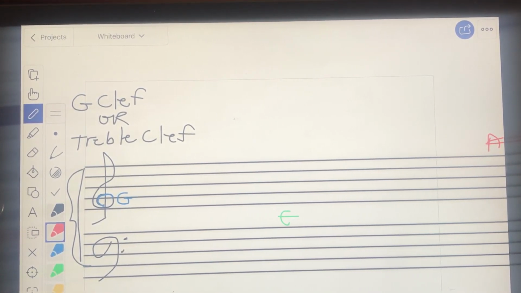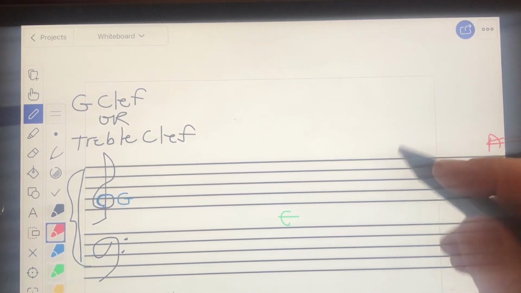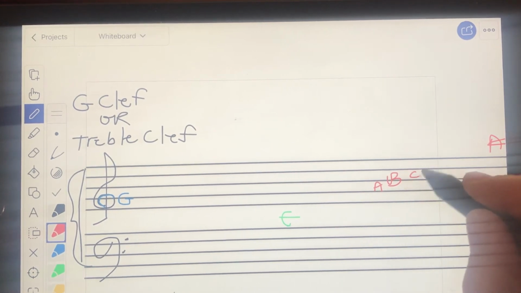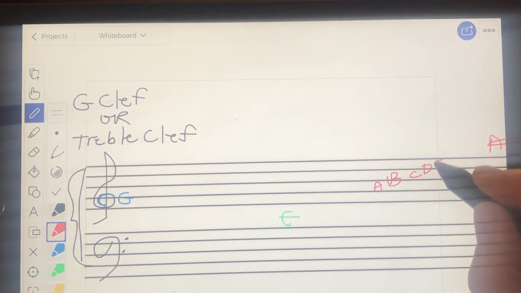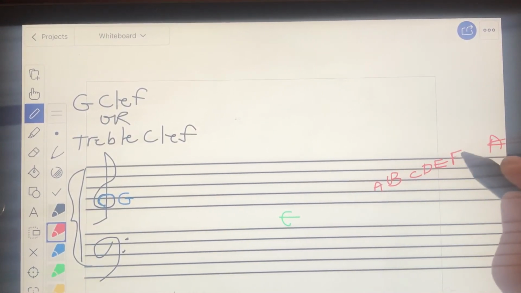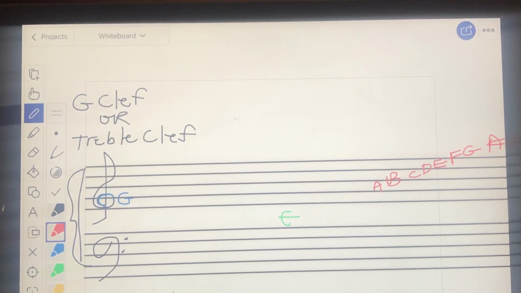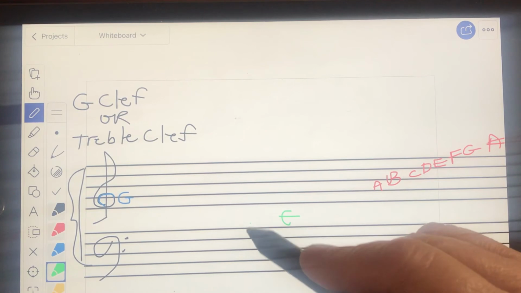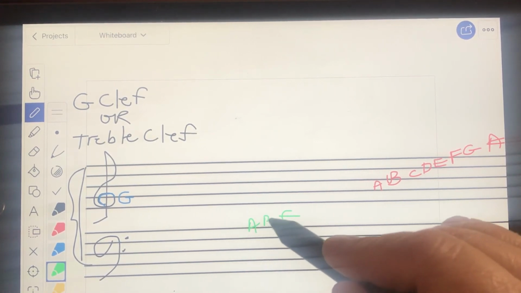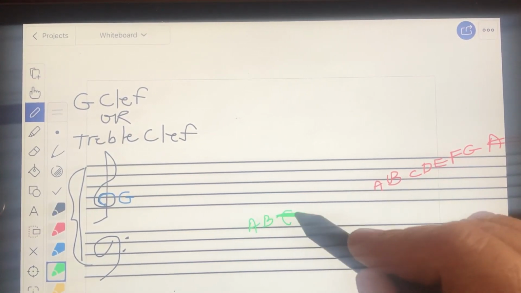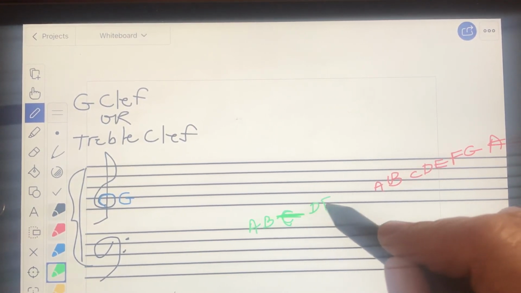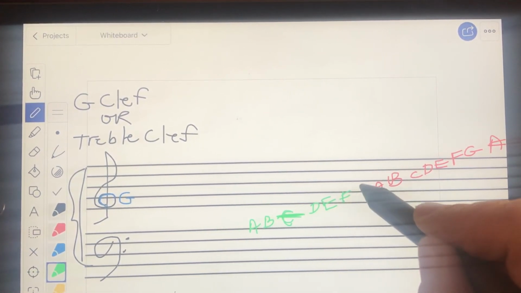The musical alphabet has the following letter names: A, B, C, D, E, F, G. A, B, C, D, E, F, G.